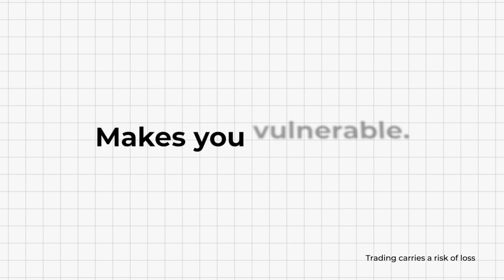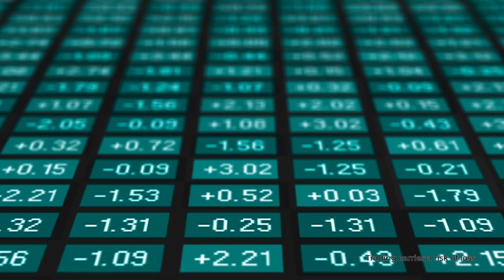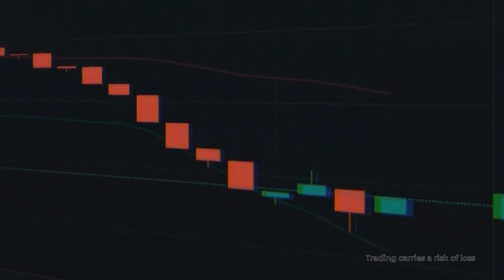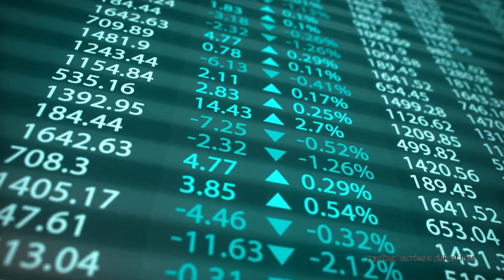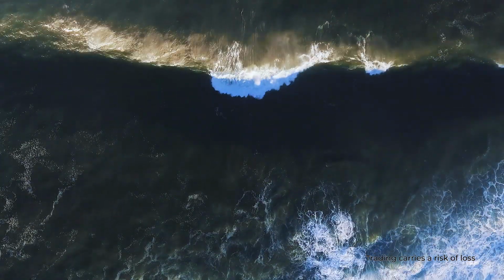Trading works the same way. The market looks calm until it isn't. Price moves fast, momentum shifts, trends reverse without warning. If you're trading without guidance, you're chasing waves instead of reading them.